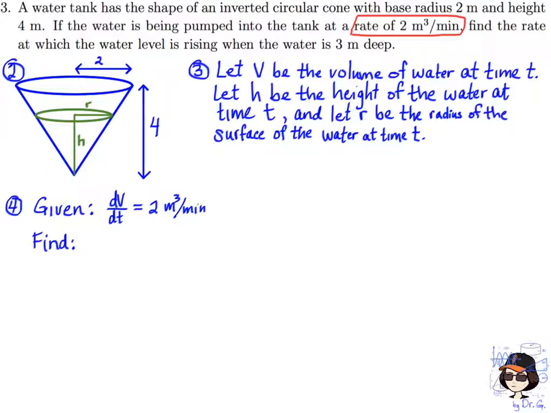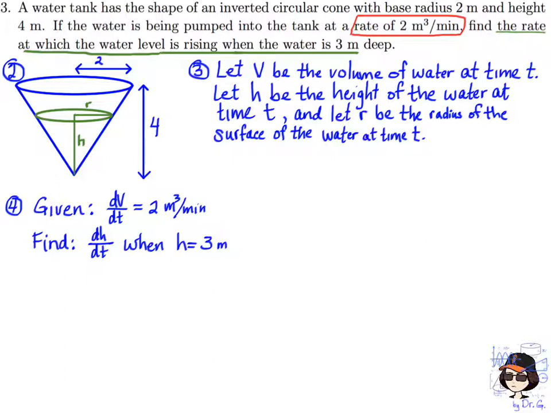And then what are we asked to find? We're asked for the rate at which the water level is rising when the water is 3 meters deep. So that is a derivative. It's the derivative of the height, h. So it's dh/dt when h equals 3 meters. So that's step 4. We write down what we're given and what we're asked to find, and those have to be derivatives.